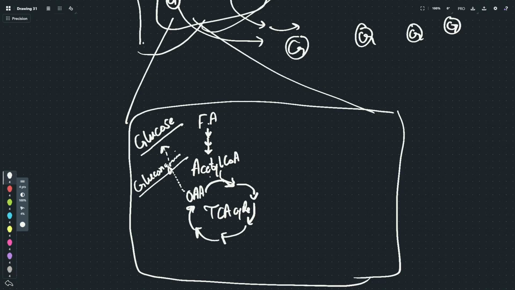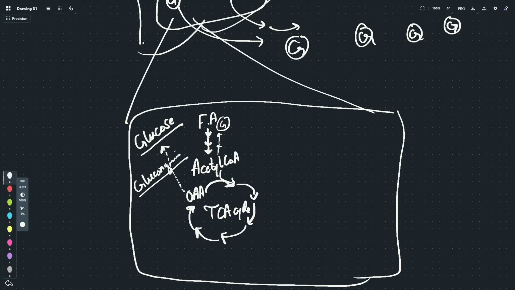So it means the acetyl CoA should follow some other route. Acetyl CoA can go back to glucose again following the gluconeogenic route, and it does so, but still more and more fatty acids are coming, right?